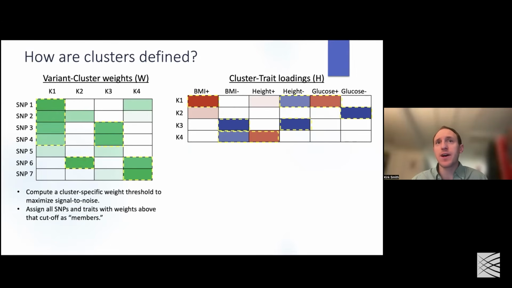So how do we define the clusters once we get these final W and H matrices from BNMF?